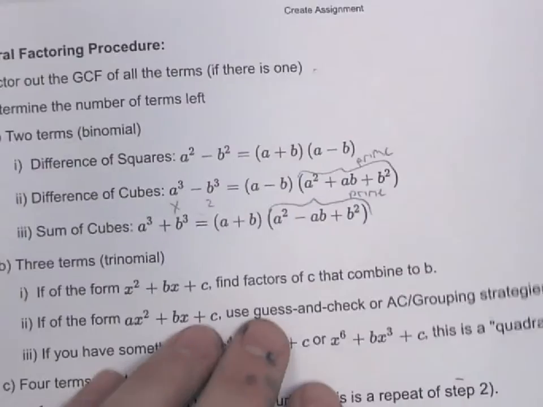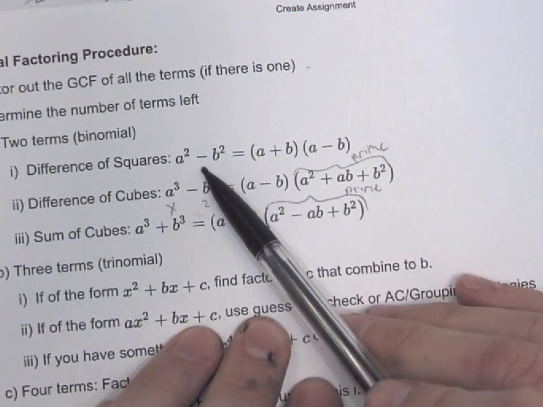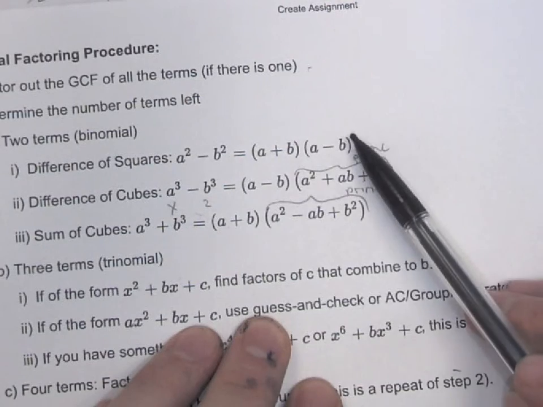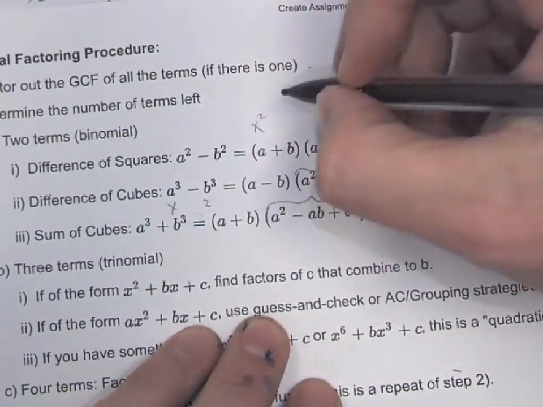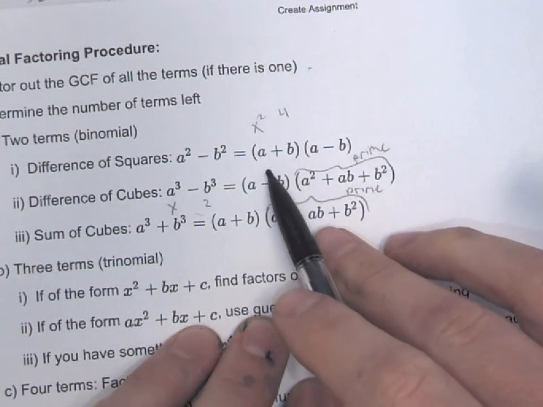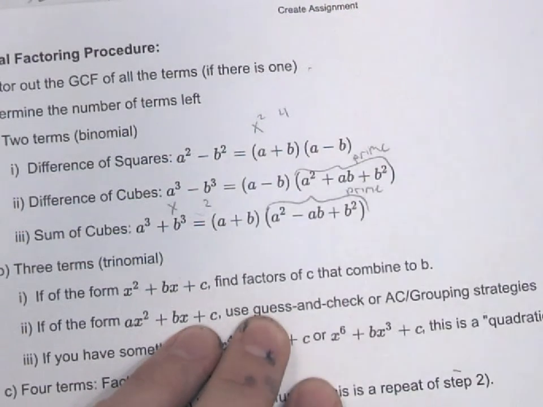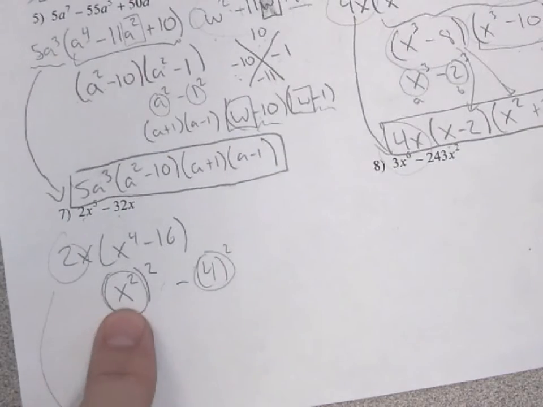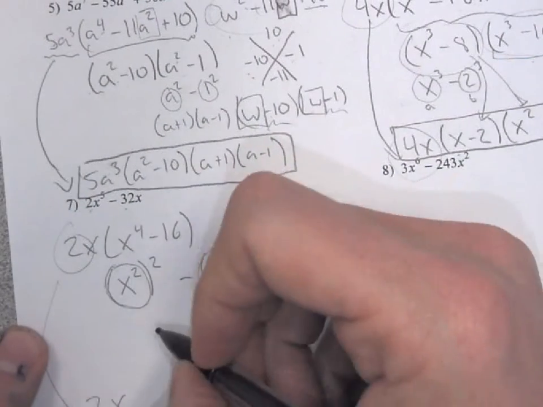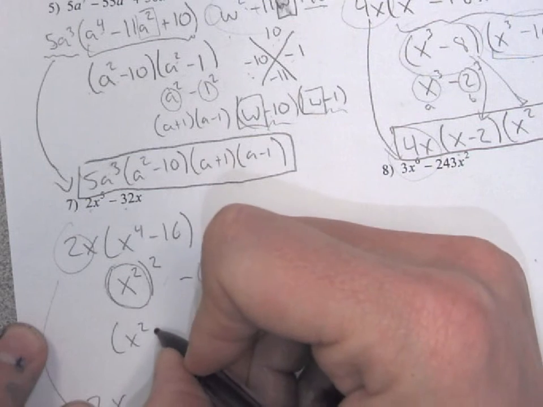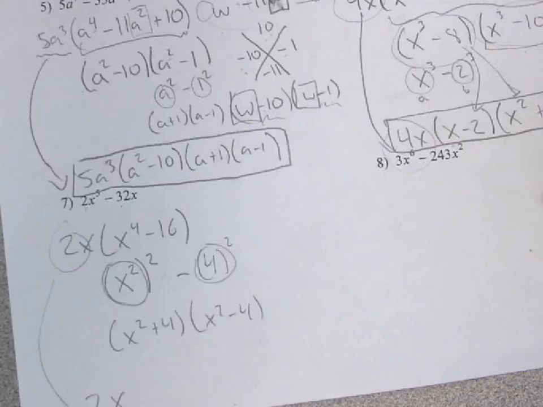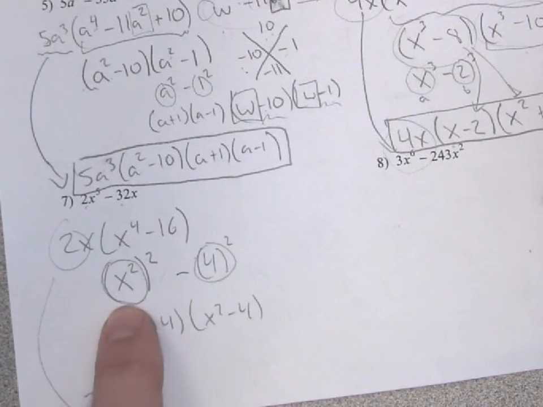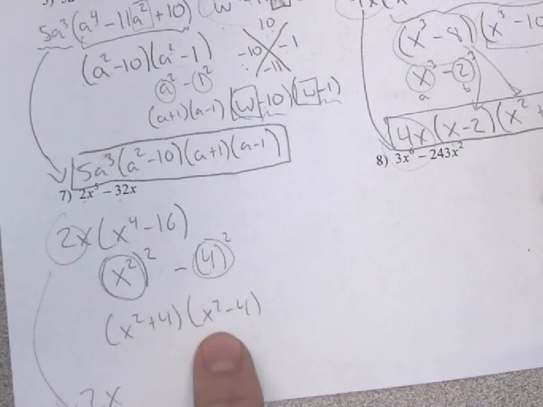When I look at my template here, if I have something to the second power minus something to the second power, this is the template I use. The difference here is I know that a is x squared and b is 4. So everywhere there's an a, I put an x squared, and everywhere there's a b, I put a 4. Right, because there's my a and there's my b. So what I have is x squared plus 4, and then x squared minus 4. Right, that's my conjugate pair. That is my a plus b, a minus b.